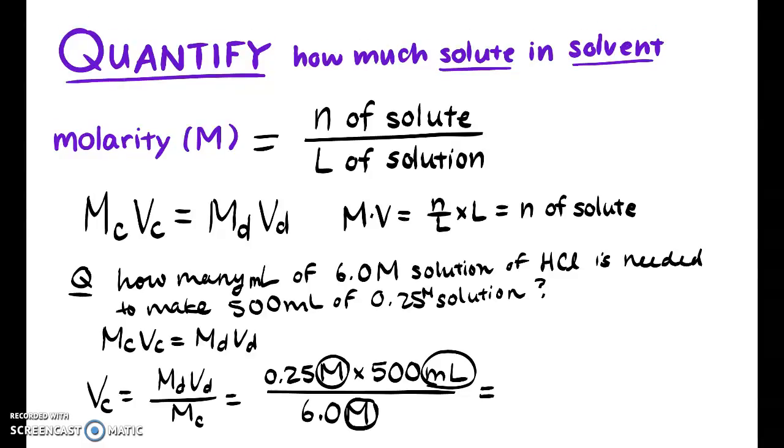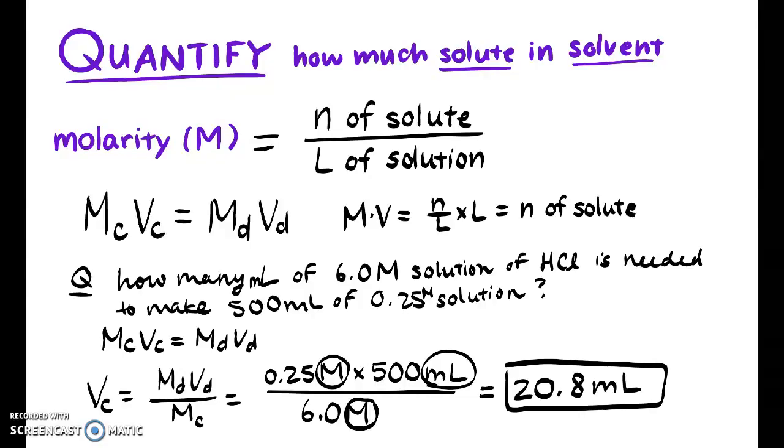If we put in the numbers, we find that in order to get 500 milliliters of a 0.25 molarity solution, we need 20.8 milliliters. So we need about 20 milliliters of our 6.0 molar solution of HCl.